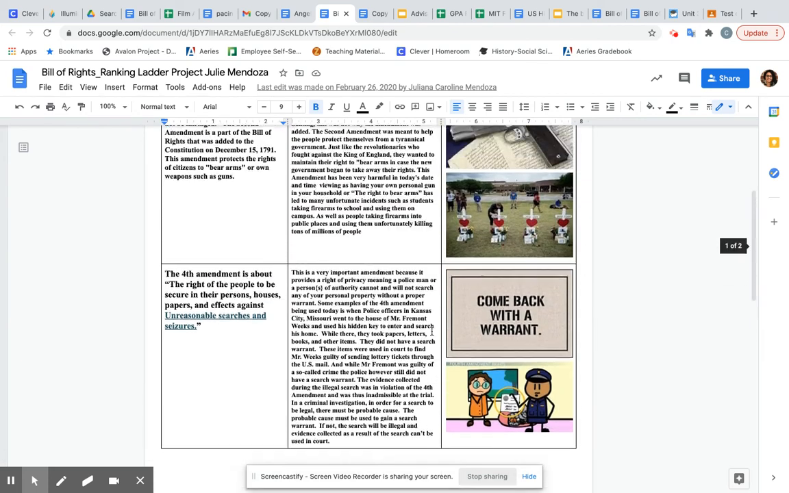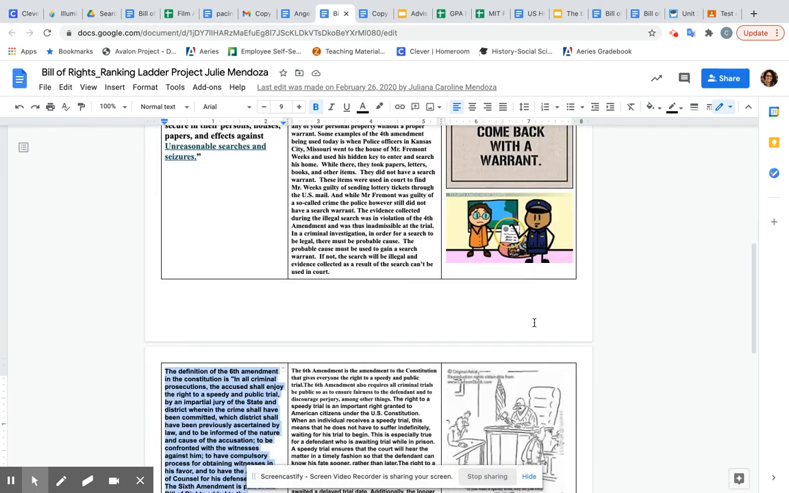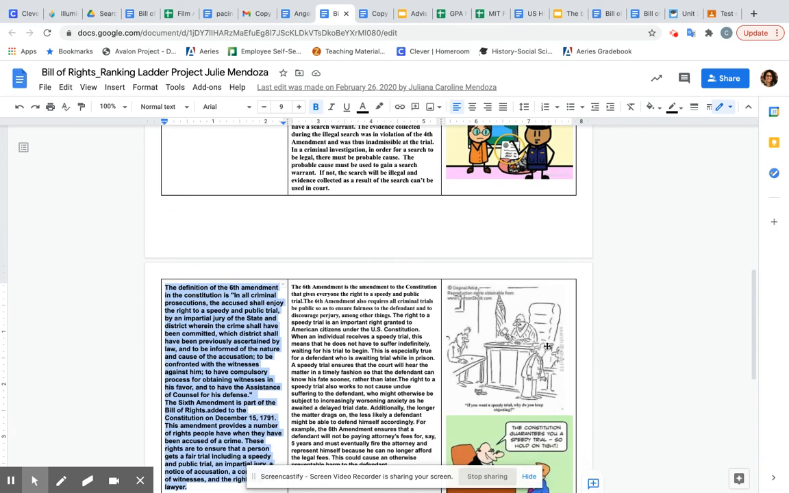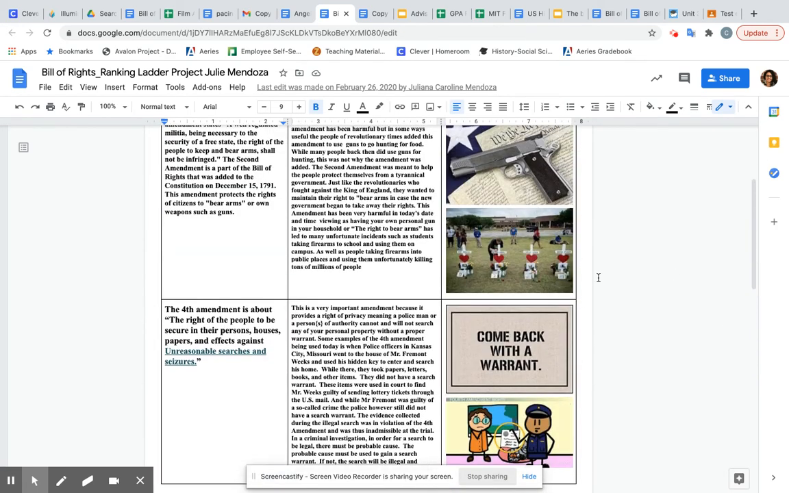So this student actually got a really low score. While it looks like a lot of information, the score was really low because it's not their words. It doesn't actually tell me the amendment in their own words or why they think it's important, and giving us actual examples, like real life examples. Only the pictures would show what the amendment is about, and really only the first two pictures. So it's like 5 points out of 35. It's not a good score.